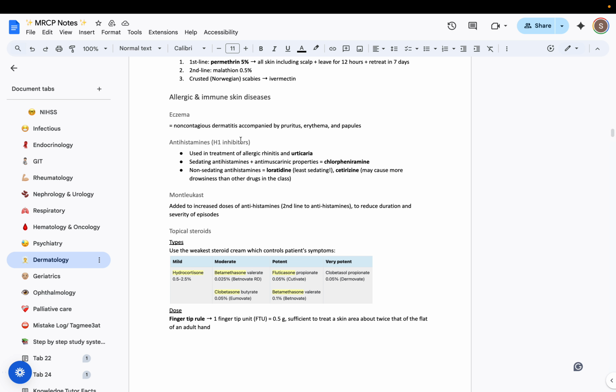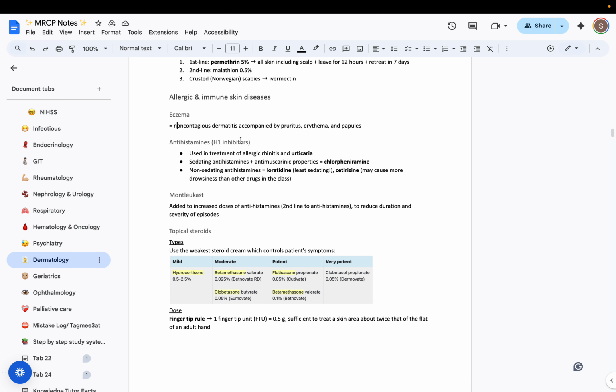So antihistamines or H1 blockers are used in the treatment of allergic rhinitis and urticaria. We can give sedating, like chlorpheniramine, or non-sedating. And if we're going to give non-sedating, the least sedating is loratadine. So that's the best one. However, cetirizine causes more drowsiness than loratadine. So loratadine is the best. Montelukast can be added. So if the patient needs 2 antihistamines, we can add Montelukast to help.